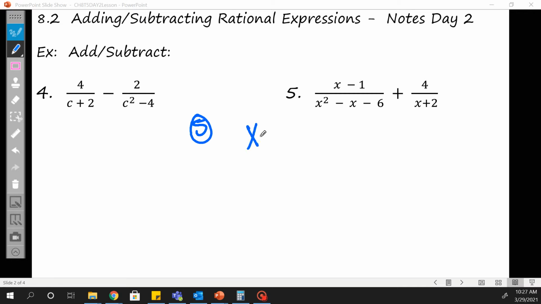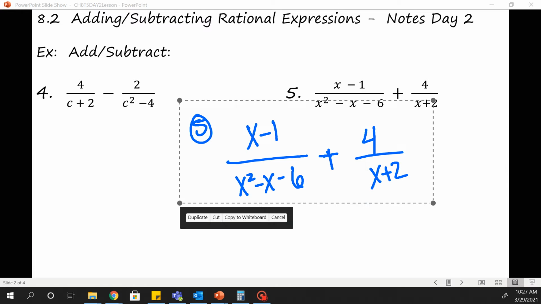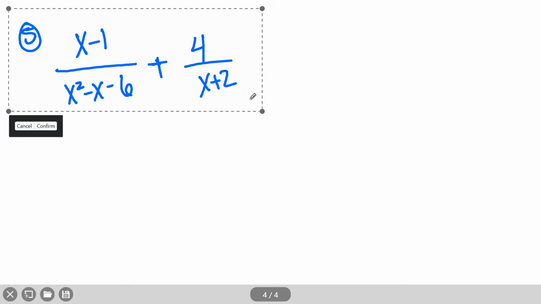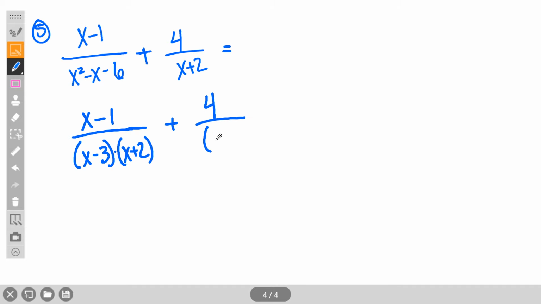Number 5, we have x minus 1 over x squared minus x minus 6 plus 4 over x plus 2. We'll start by factoring the denominators. So x squared minus x minus 6 factors into x minus 3 and x plus 2, because negative 3 times 2 is negative 6, and negative 3 plus 2 is negative 1. Then x plus 2 does not factor.